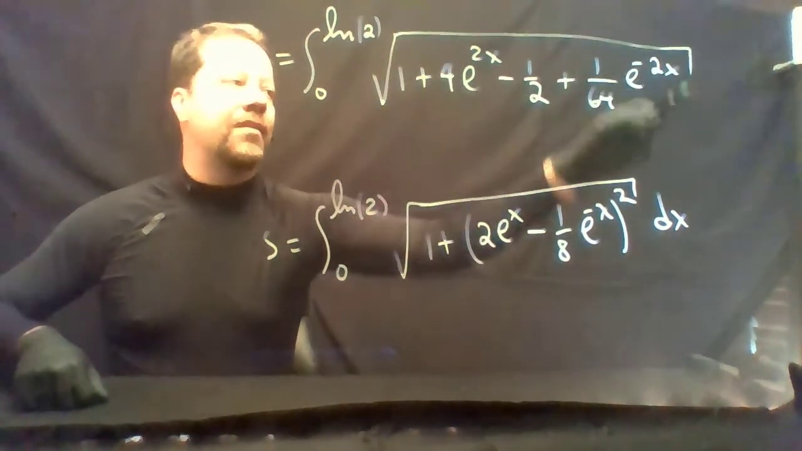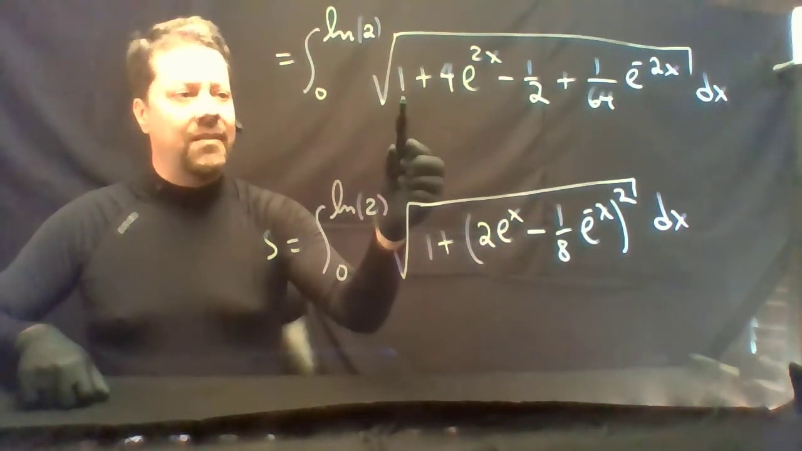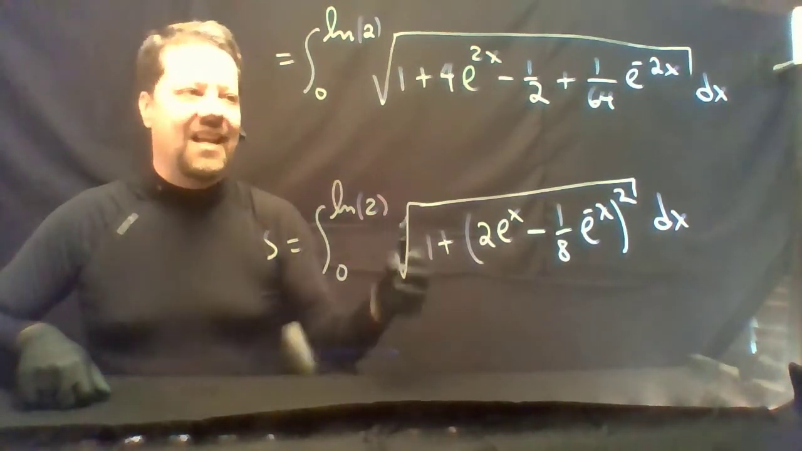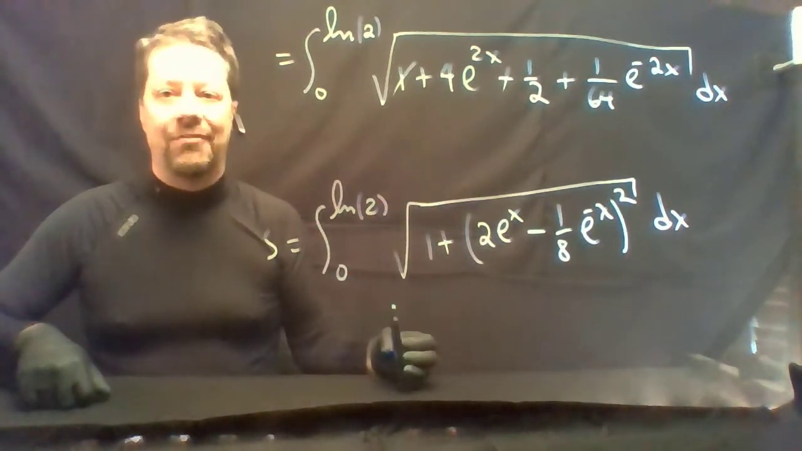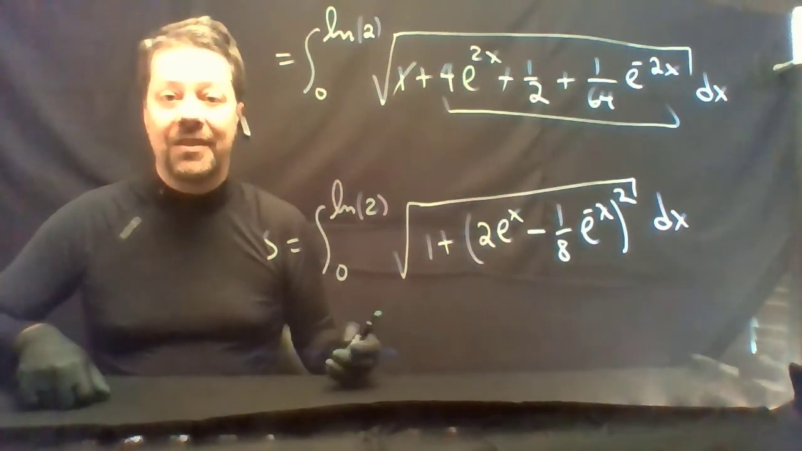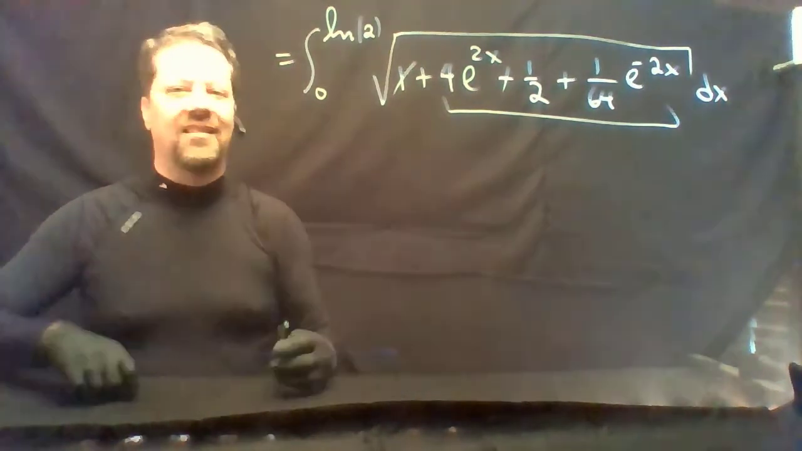All that under the radical times dx. There are two like terms, 1 and minus 1/2. That'll give us a positive 1/2. And what's left over is a perfect square, except instead of minus, you'll get a plus.